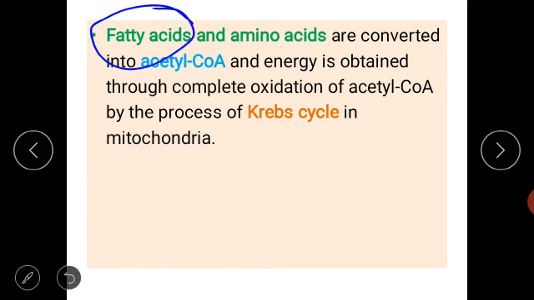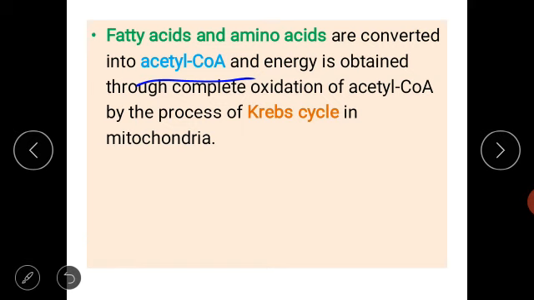So how are fatty acids and amino acids produced? When lipids are broken down by enzymes, they are converted into small fatty acids. And when protein is digested by enzymes, it is converted into the many types of amino acids present in that protein. Fatty acids and amino acids are converted into acetyl CoA, and energy is obtained through complete oxidation of acetyl CoA by the Krebs cycle in mitochondria.